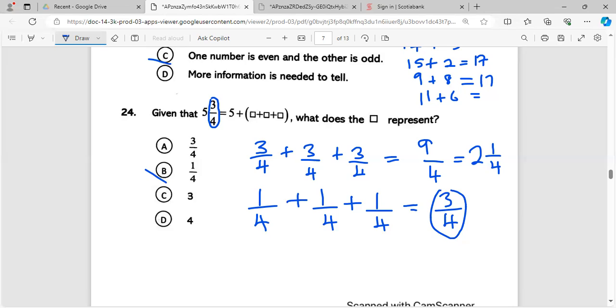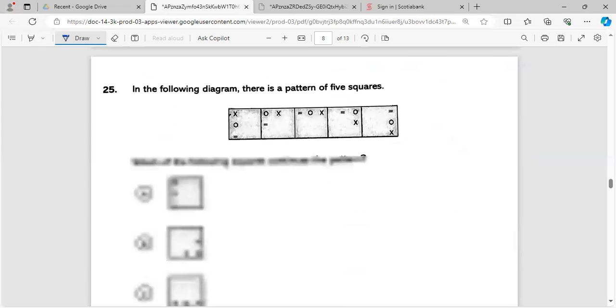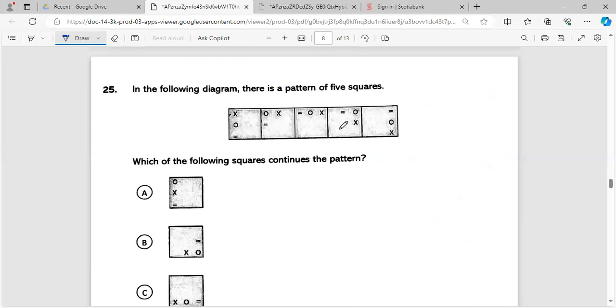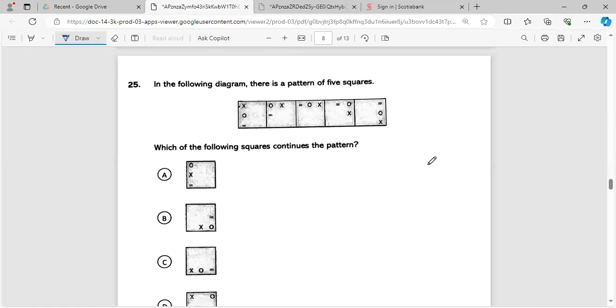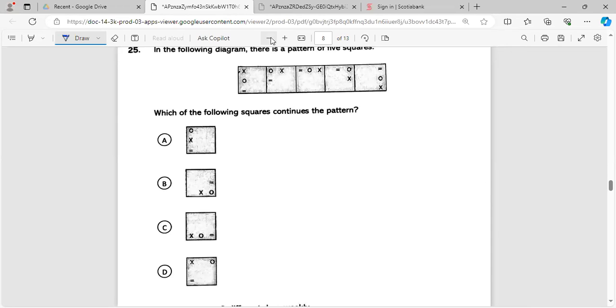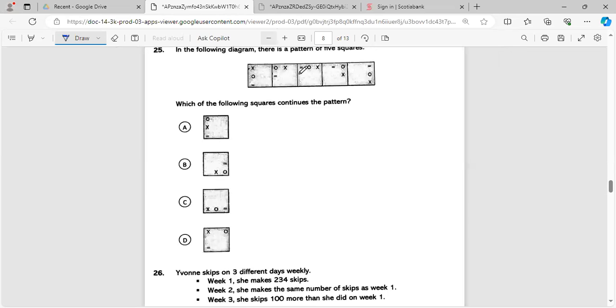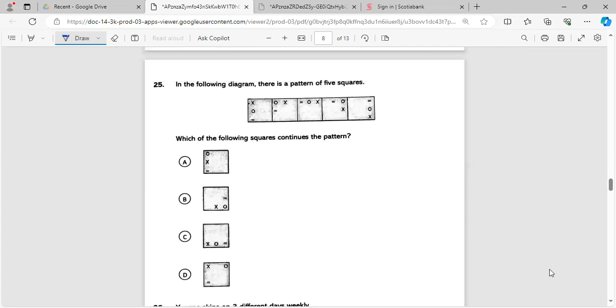Let's move on to 25, guys. All right. Look at that. Observe this one. I think I have to go up a bit or small it up a bit. Observe all of them and then decide which would be the next in the pattern based on the ones that are provided up the top. So let me just small it up a bit so everyone can see all 4 patterns. WhatsApp me that one and then let us discuss it.